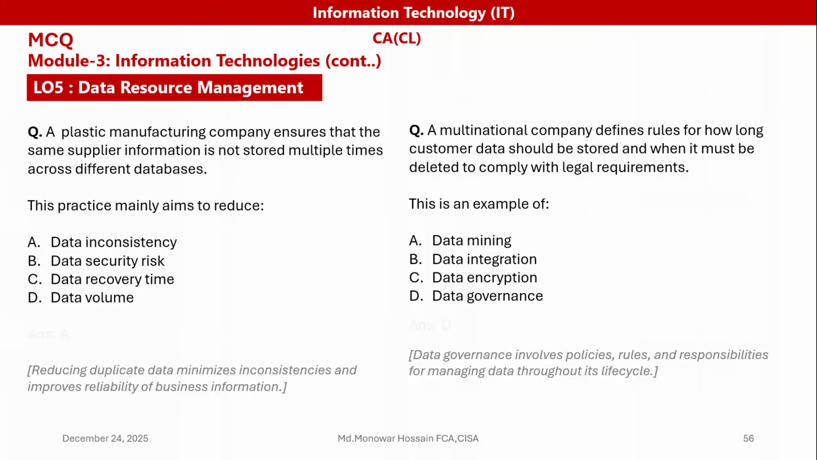A plastic manufacturing company ensures that the same supplier information is not stored multiple times across different databases. This practice mainly aims to reduce data inconsistency, because reducing duplicate data minimizes inconsistency and improves reliability of business information. So answer A.